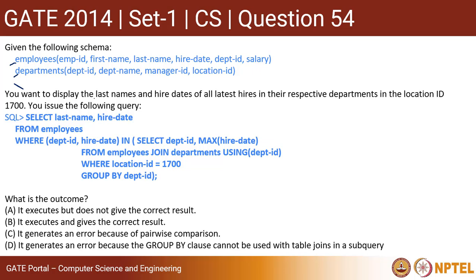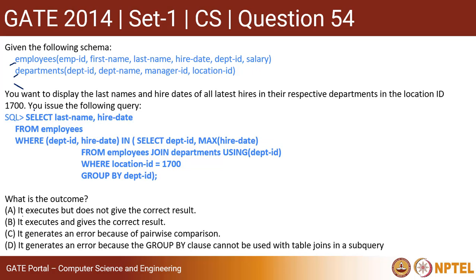You want to display the last names and hire dates of all latest hires in their respective departments in the location ID 1700. You issue the following query. So this is the SQL query you have. What is the outcome of this SQL query?